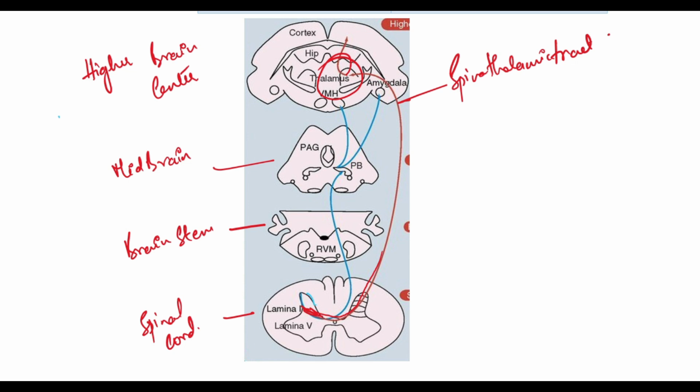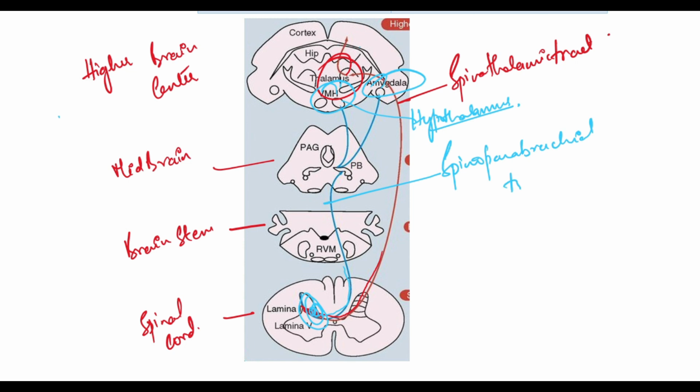Then the blue line that you see is from the superior horn of the dorsal part of the spinal cord. It goes all the way up here and it relays in the amygdala and VMH. VMH is nothing but the ventral medial nucleus of the hypothalamus. So the one that is relaying in the hypothalamus and amygdala is your spinoparabrachial tract.